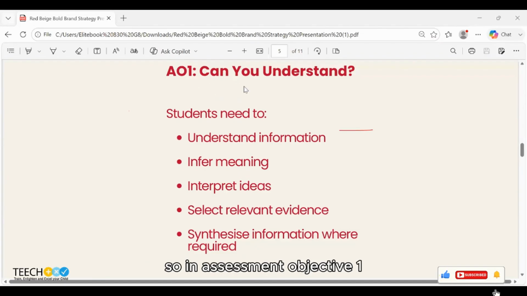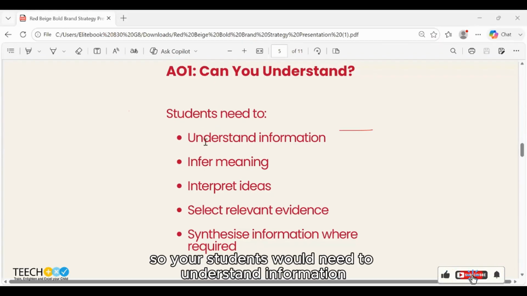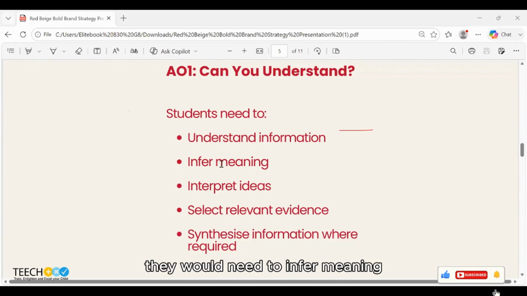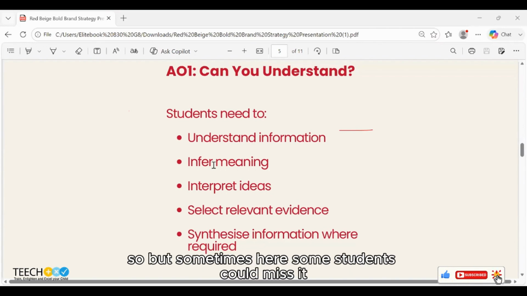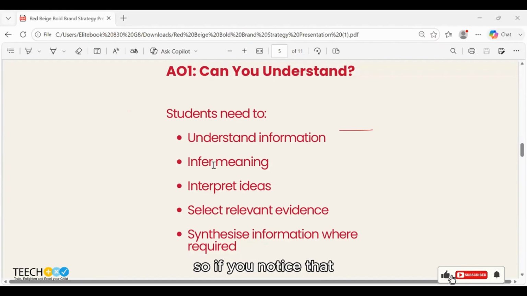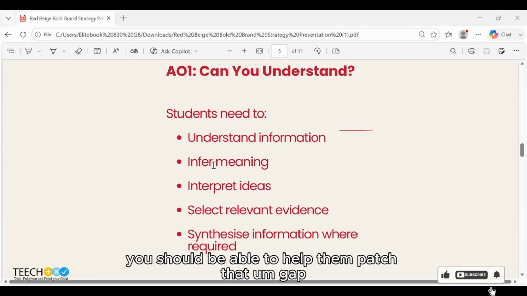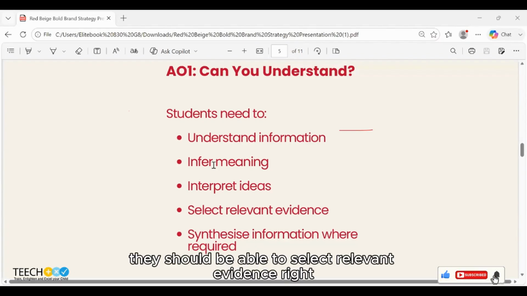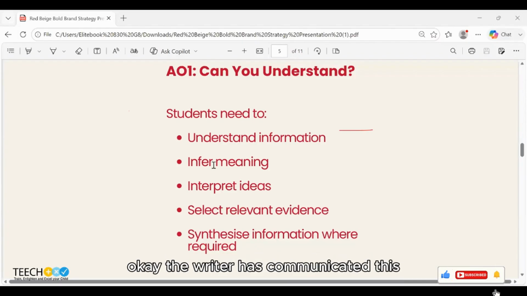So in assessment objective 1, this is basically comprehension, reading, understanding. Your students would need to understand the information. They'll need to infer meaning. That means they need inferential skills. Inferential skills are taught from as early as year 1, year 2, right? But sometimes some students could miss it. So if you notice that, you should be able to help them patch that gap. They should be able to interpret the writer's idea. They should be able to select relevant evidence, right? Okay, the writer has communicated this.